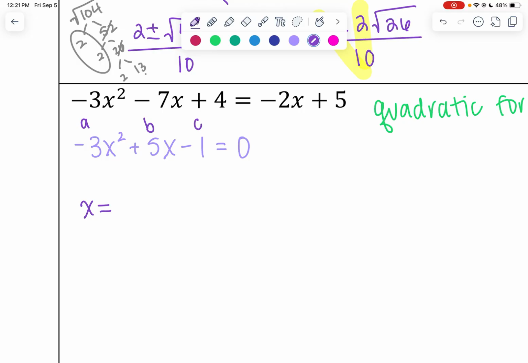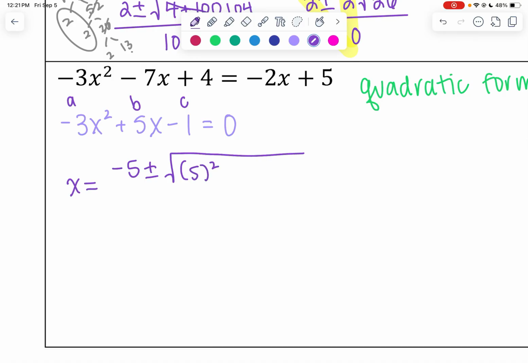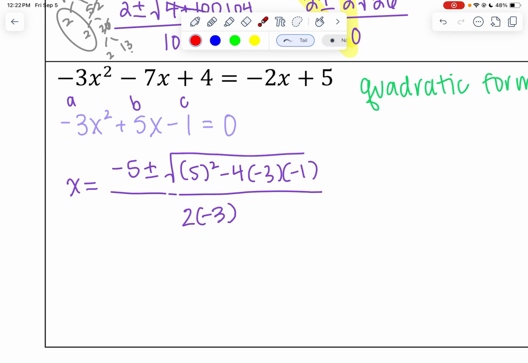So if I do this, I have x equals -b, so that'd be -5, plus or minus the square root of b squared, so b squared is 5 squared, minus 4, and then a was -3, c is -1, all over 2a. So that's 2 times a, which is -3, okay? And then you can just double check, did you plug everything in correctly? So -b plus or minus the square root of b squared minus 4ac, all over 2 times a, okay? 2 times -3 is just -6, okay?